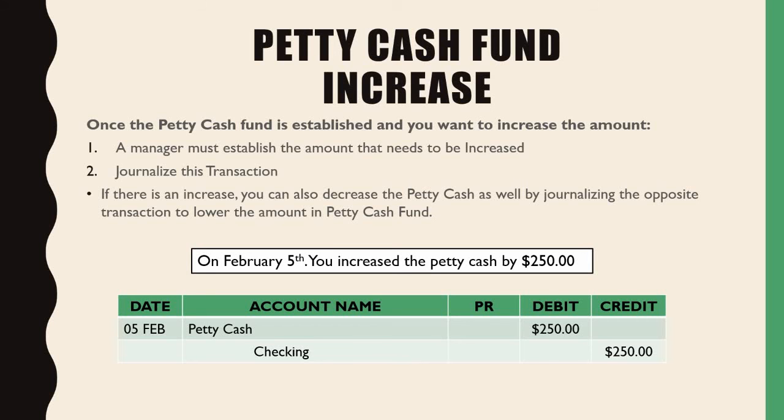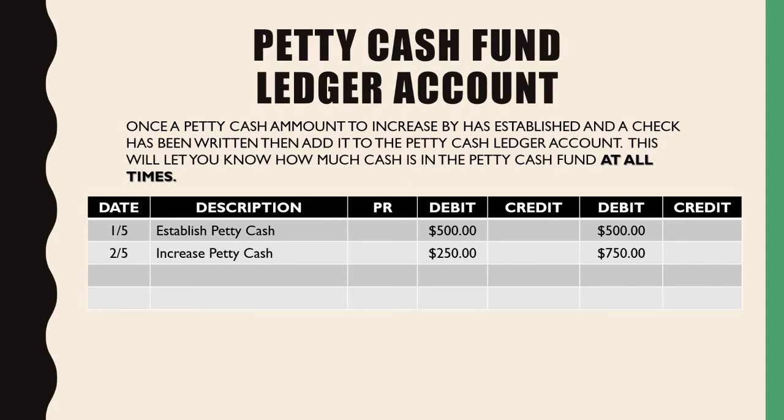Well, in this case, you're going to talk it over with your boss and say, we spent all this money within January, and we need to increase how much money there is in the actual petty cash drawer. So you're going to have the boss write you a check, and you're going to take that money and put it into petty cash. Okay? So that when you journalize it and plug it into your ledger, you increase the petty cash drawer by that amount.